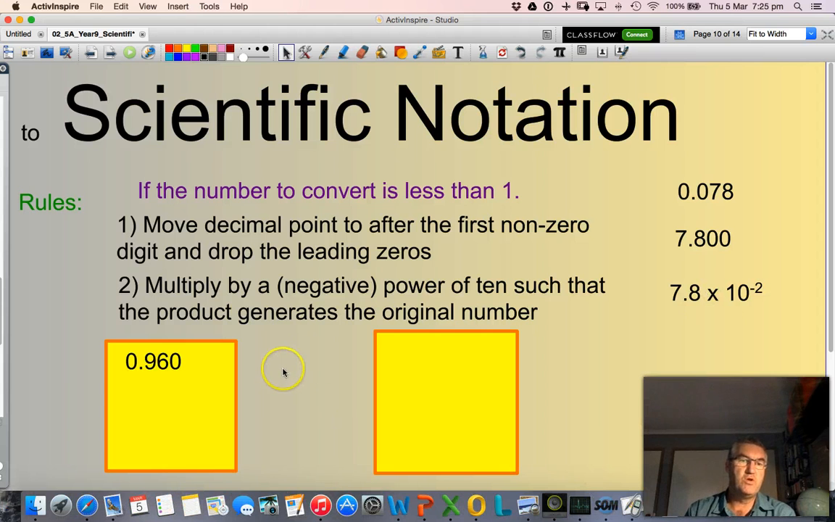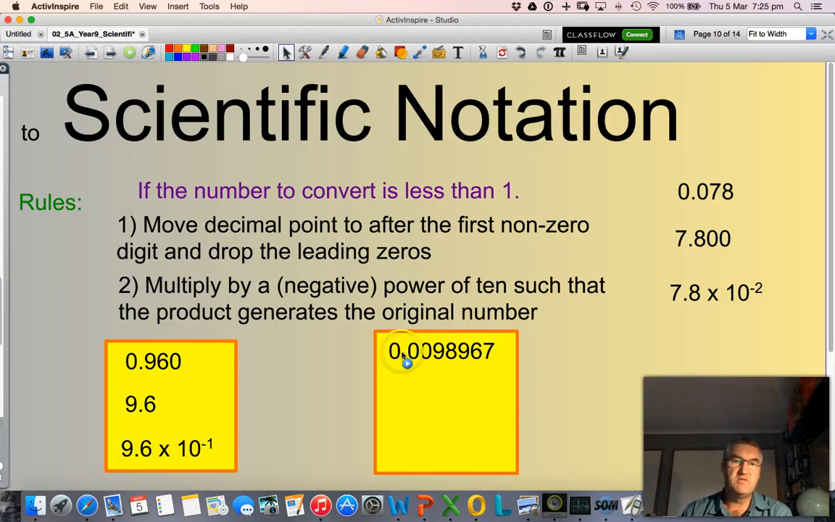Let's look at 0.960. So, decimal point to make 9.6. And I can see that I've moved my decimal point across by 1. So you'll see that this becomes 9.6 by 10 to the power of negative 1. We'll do another one.